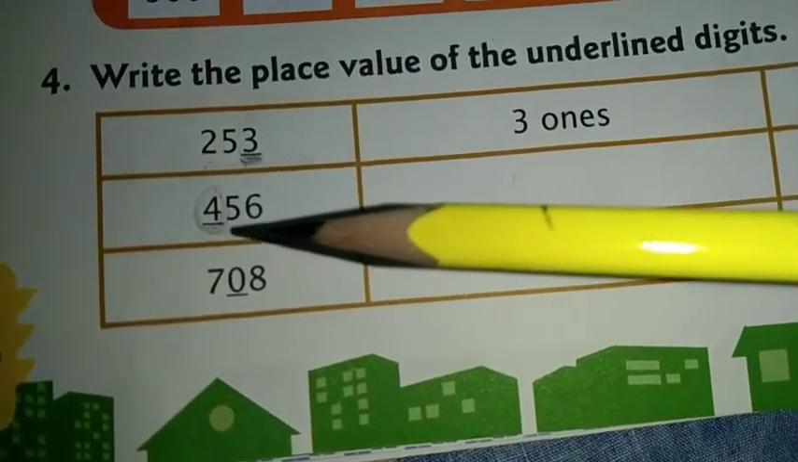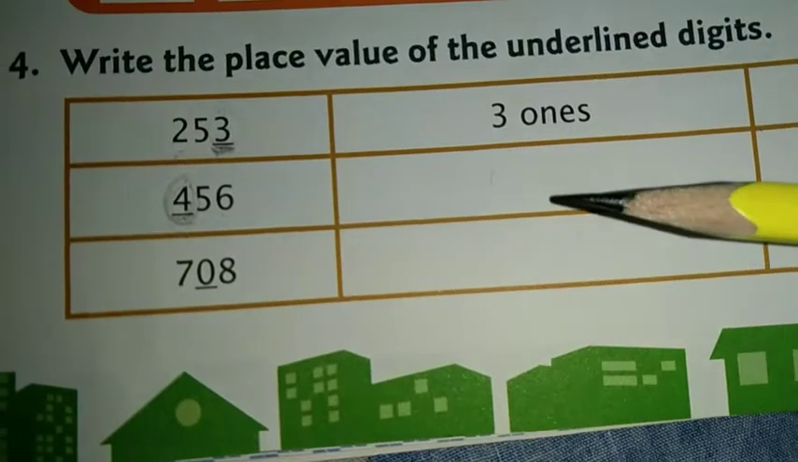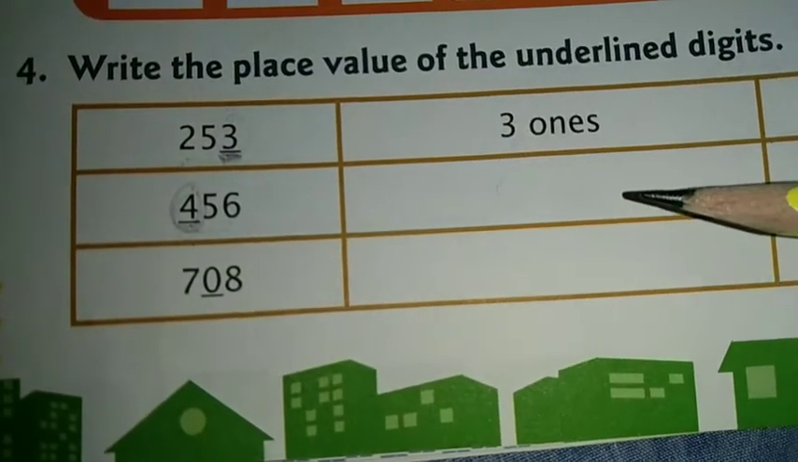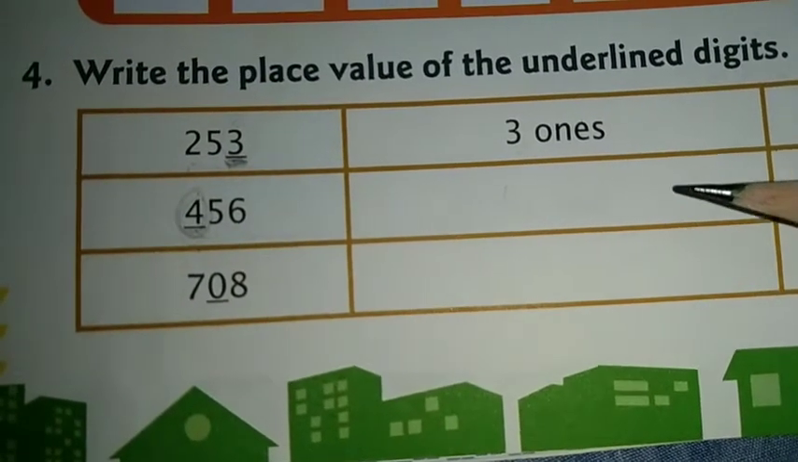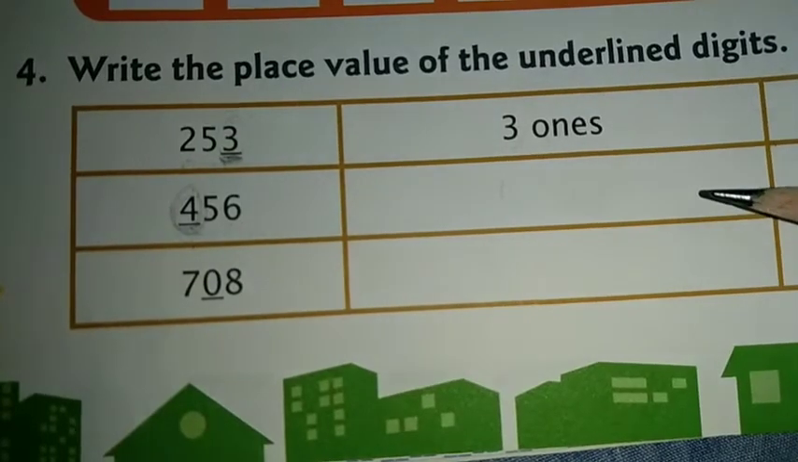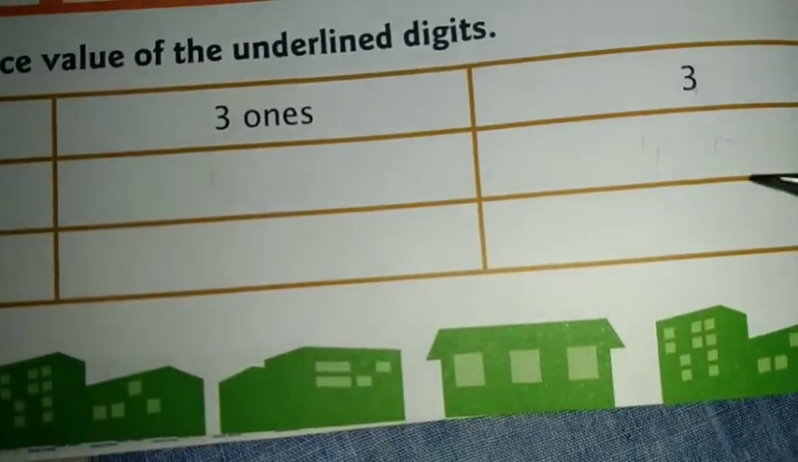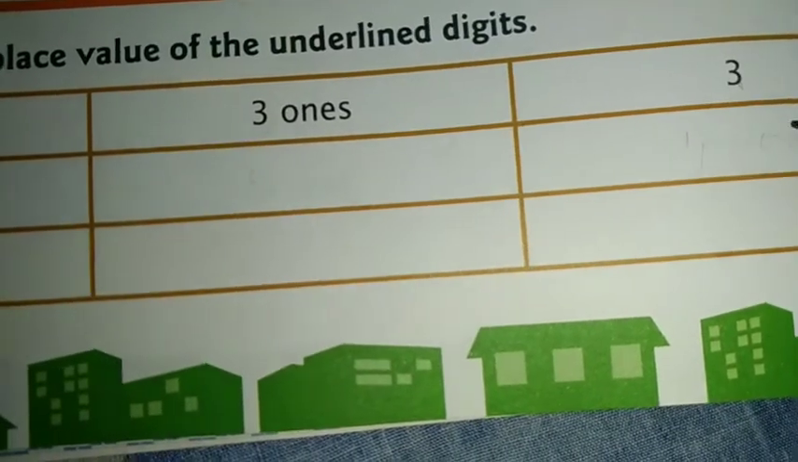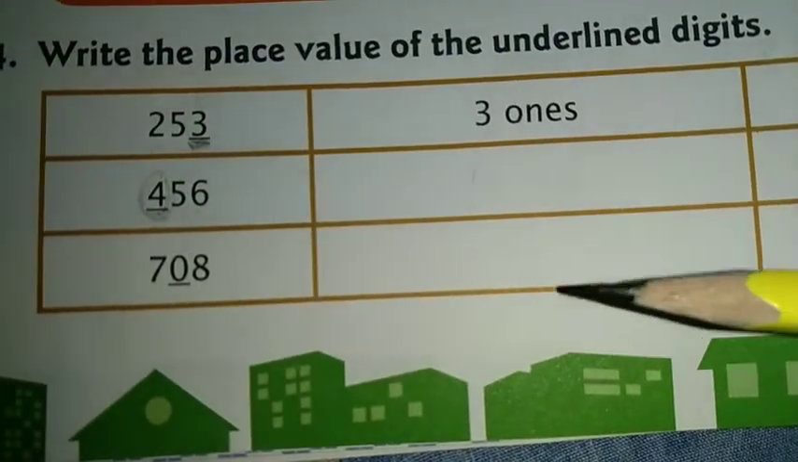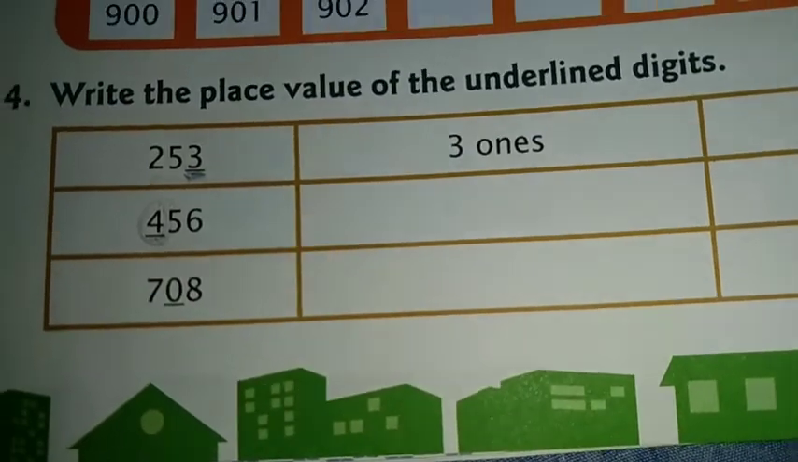So the place value of 4 is 4 hundreds. Make sure, children, you write here hundreds. HUNDREDS. And the value is 400. The next one you will do it yourself.